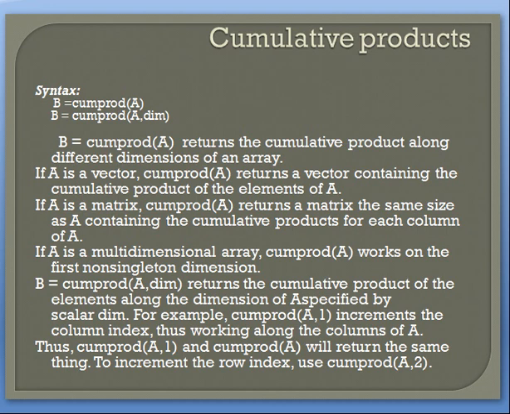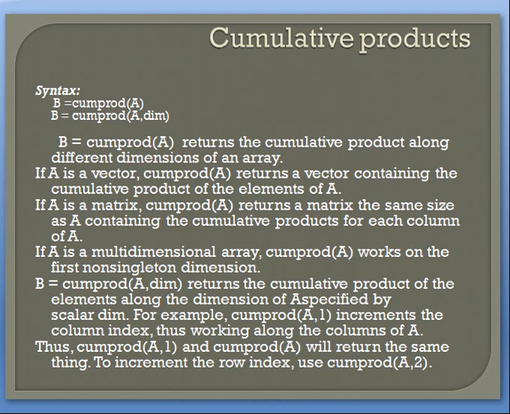Now if A is a vector, then the cumulative product of A returns a vector containing the cumulative product of the elements of A. If A is a matrix, then the cumulative product of A returns a matrix the same size as A containing the cumulative product for each column of A. If it is a multidimensional array, then it works on the first non-singleton dimension.